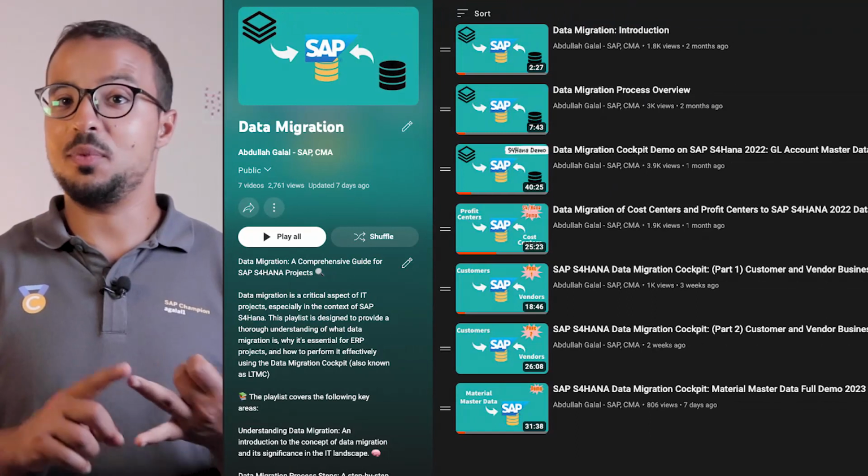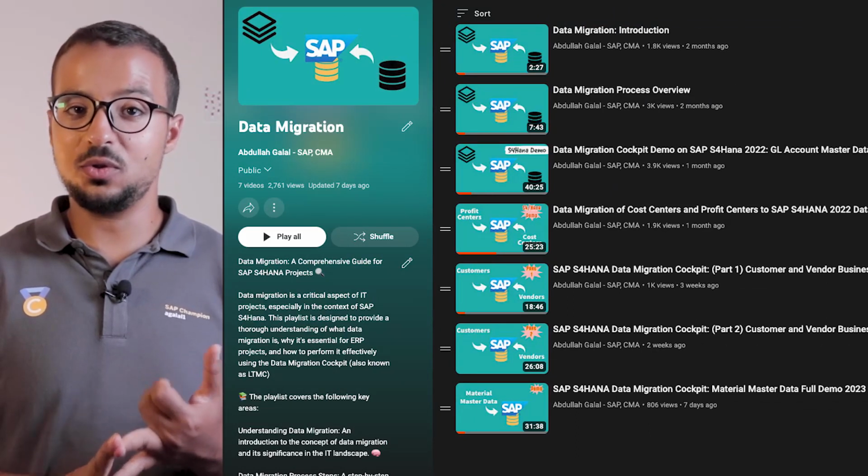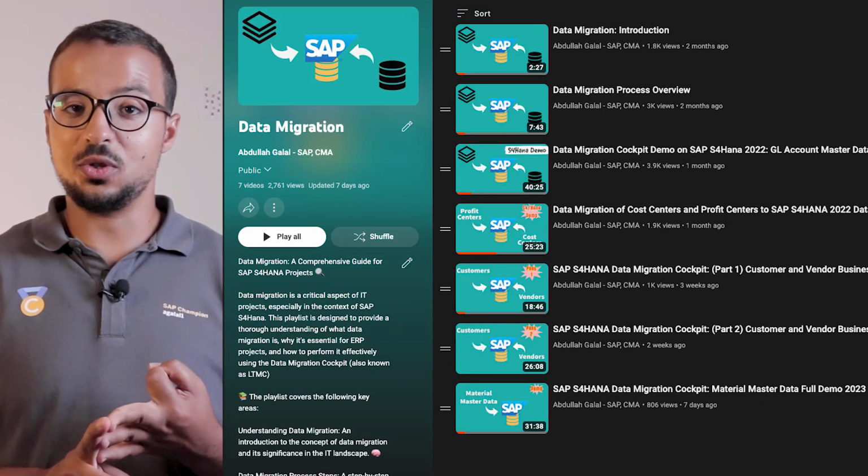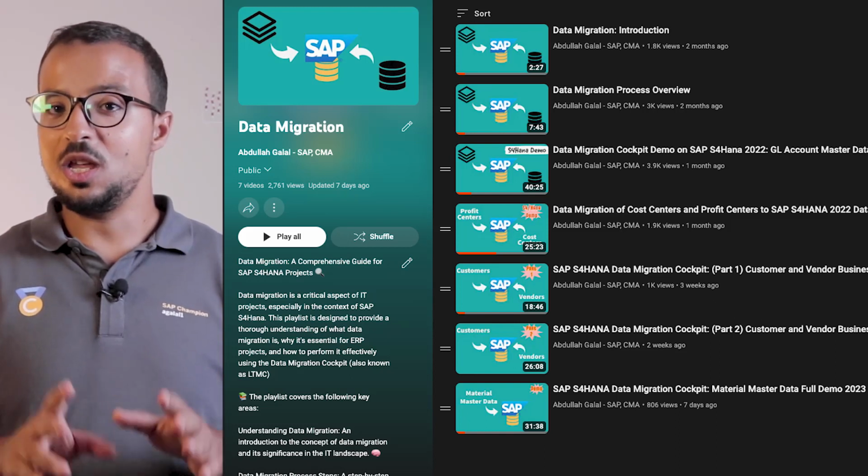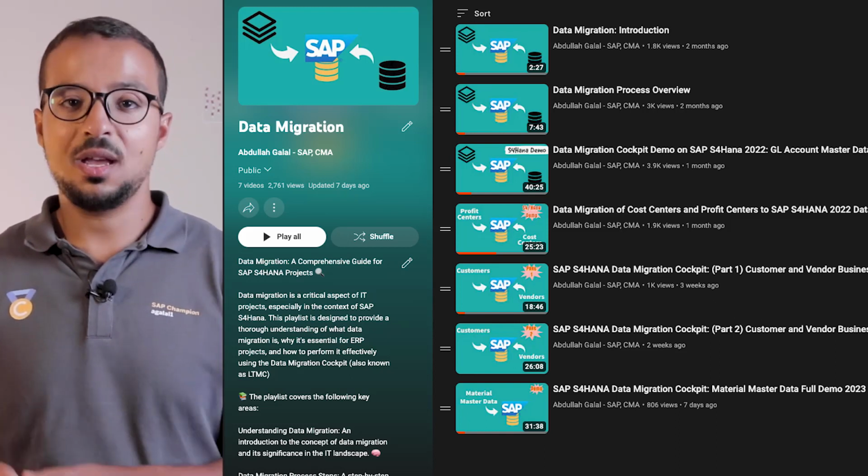So far we have migrated the GL account master data, the business partners, so the customers and vendors, the profit centers and the cost centers, and also the material master data. You can see all of this in the playlist. So we only have the fixed assets remaining, but for fixed assets there is a small difference: we only have one migration object to migrate both the master data and the transaction data of fixed assets.